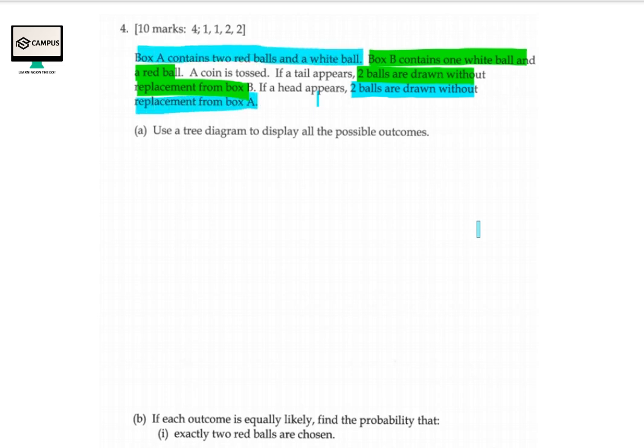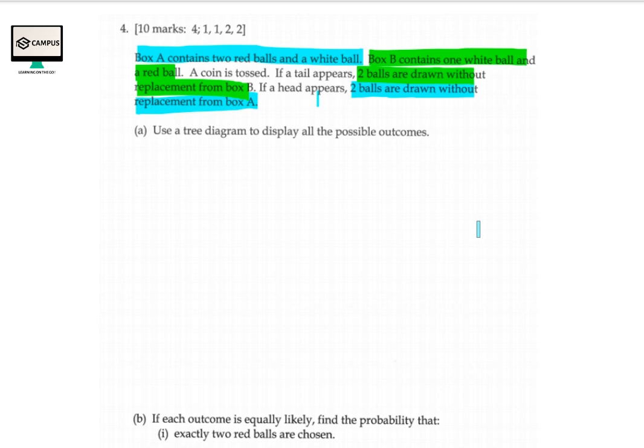All right. So there are two boxes with respective colored balls, red and white, and the triggering event here is a coin toss. So again, this is an example of cascaded events and conditional probability. Our events start with a coin toss, and based on whether it is a head or a tail, we go to a respective box and choose a certain number of balls, right?